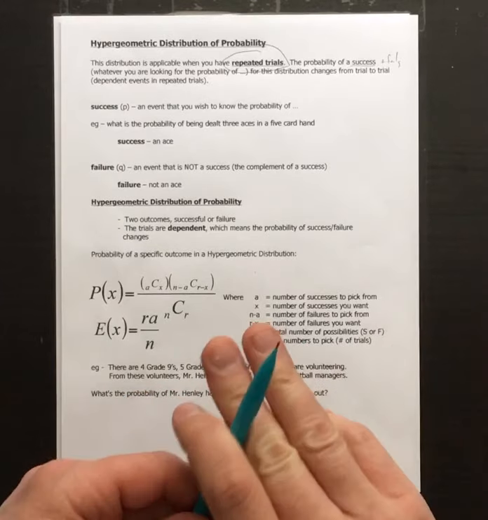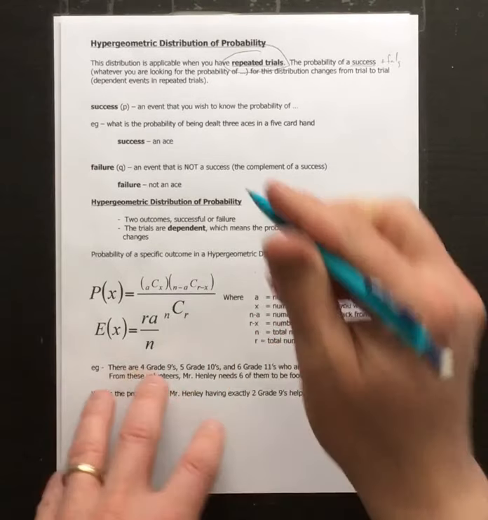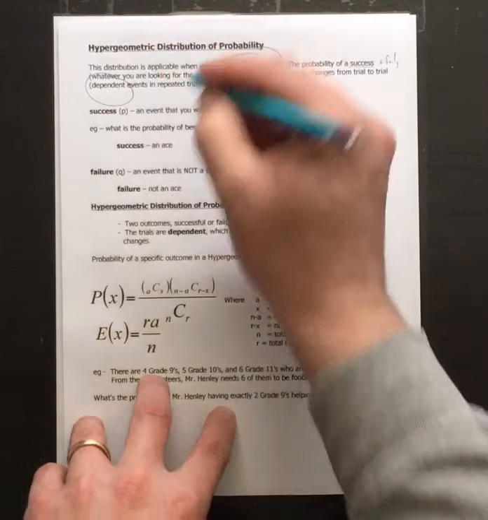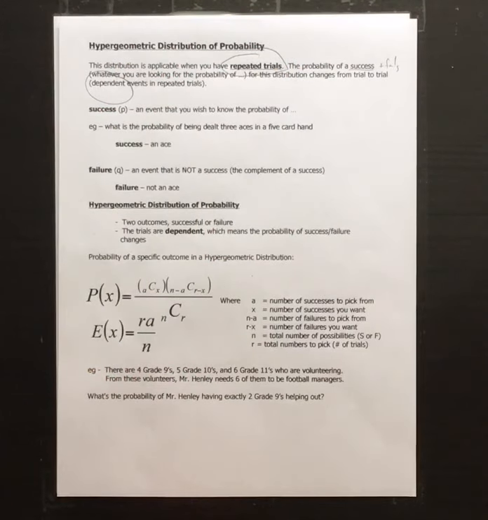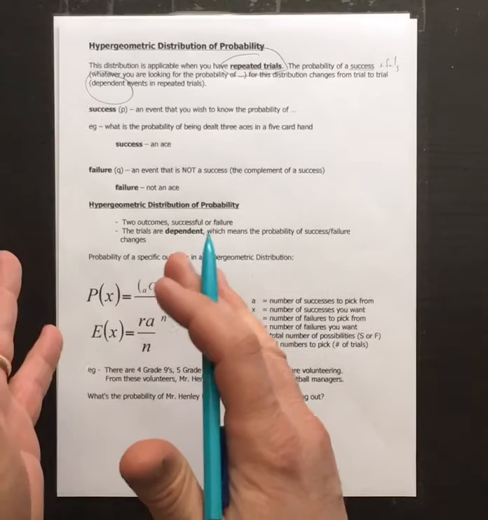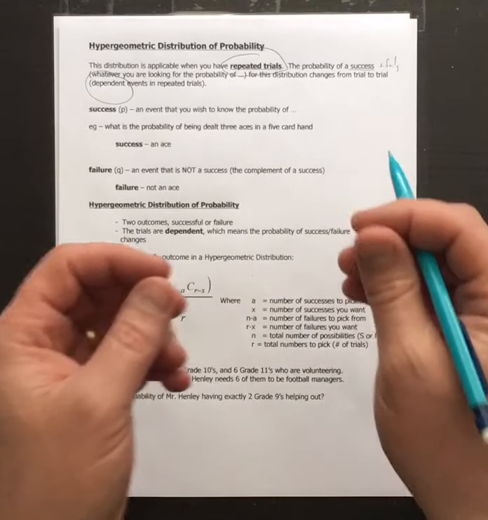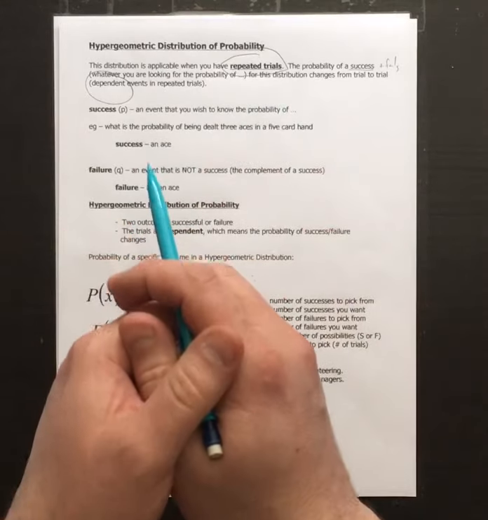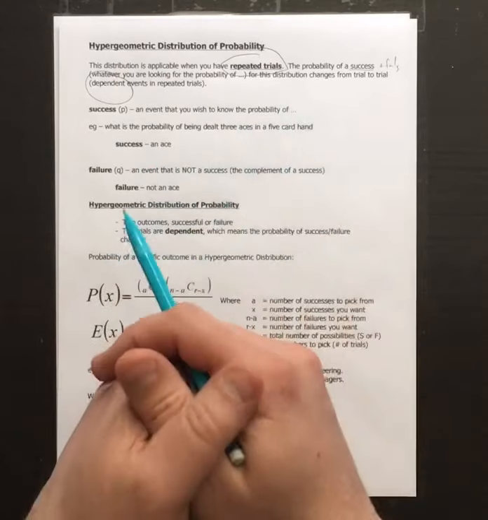Okay, and most importantly, the key difference here, because it sounds almost exactly the same as the binomial distribution, is dependent events. So instead of independent events where the probability stays the same each time, these are dependent events where the probability changes each time. So this would be what we would use if we were dealing out cards from a deck.